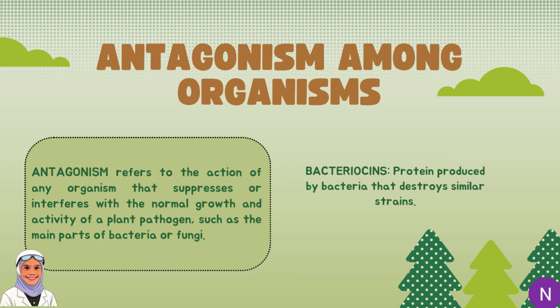So other than that, we call it the antagonisms among organisms. Antagonism is basically the actions of any organism that suppress or interfere with the normal growth and activity of the plant pathogen, such as the main parts of the bacteria or fungi. For example, they are able to produce bacteriocins. What are bacteriocins? Bacteriocins are basically proteins produced by bacteria that destroy similar strains.